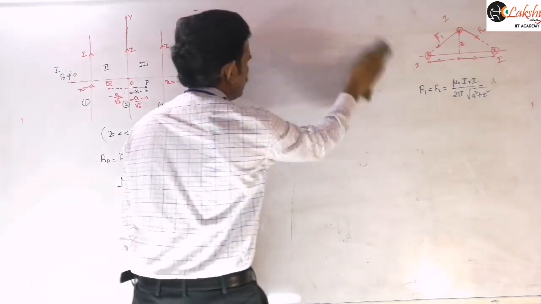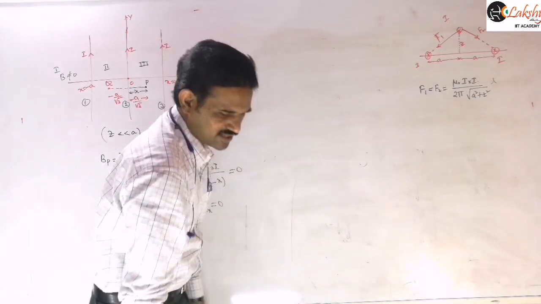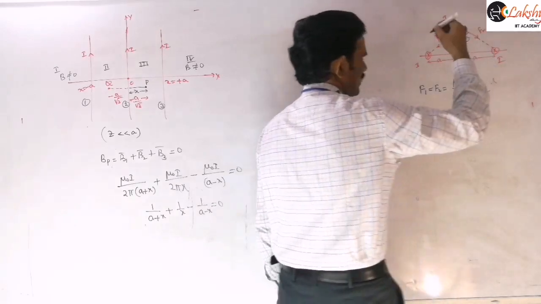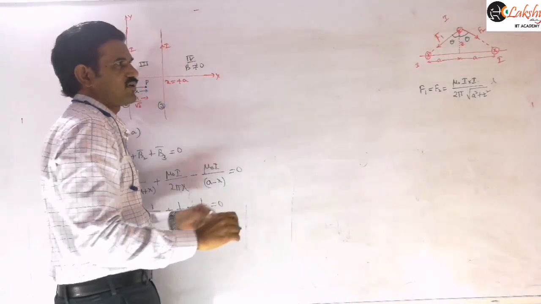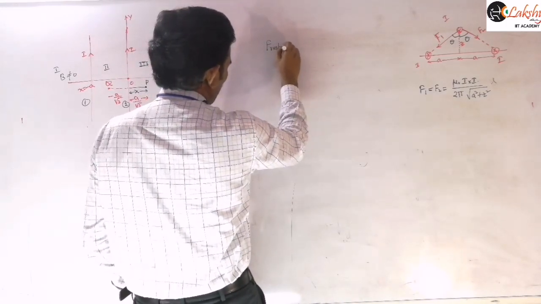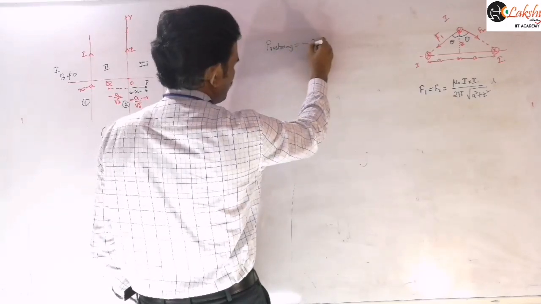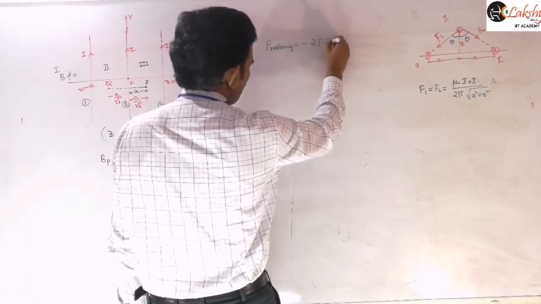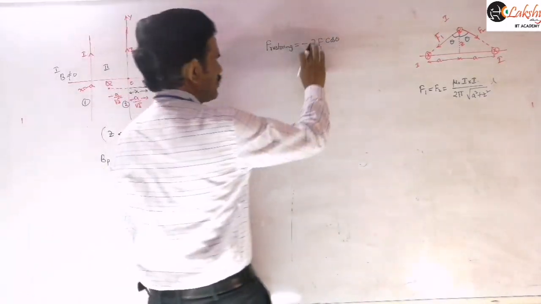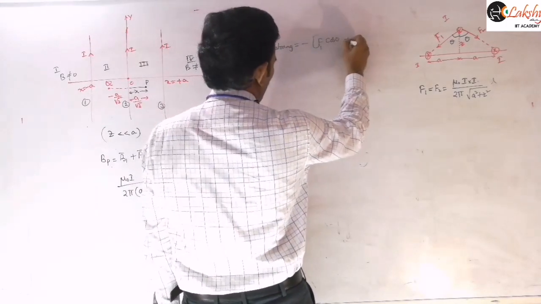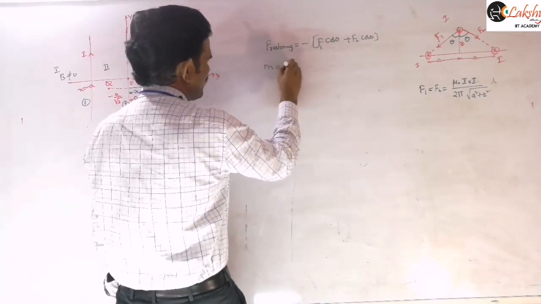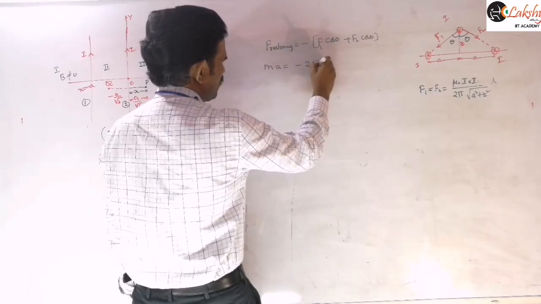Just resolve that into components so that you can easily identify that the horizontal component will be cancelled there. If you are taking this angle as theta and this angle as theta, then the horizontal component will be cancelled. So the restoring force will be downwards. Therefore I am writing this restoring force: F restoring is equal to minus 2F cos theta, or 2F1 cos theta, because F1 and F2 both are the same here. Or actually you can write this as minus of F1 cos theta plus F2 cos theta. So this restoring force you may write as MA, so this is minus 2F1 cos theta.